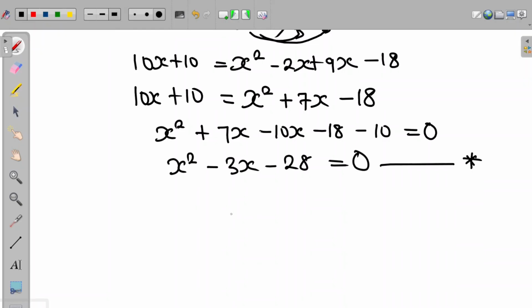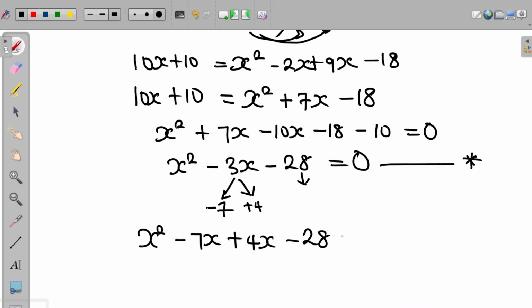So we look for two integers in which their sum is equal to negative 3 and their product is equal to negative 28. And the two integers are negative 7 and positive 4. So therefore, the equation now becomes x squared - 7x + 4x - 28 is equal to 0.